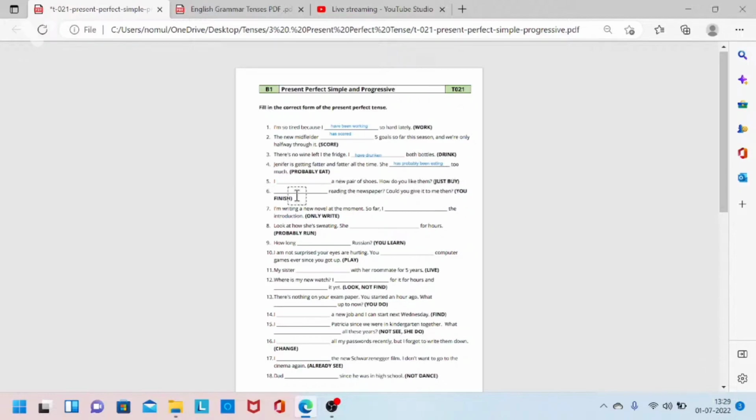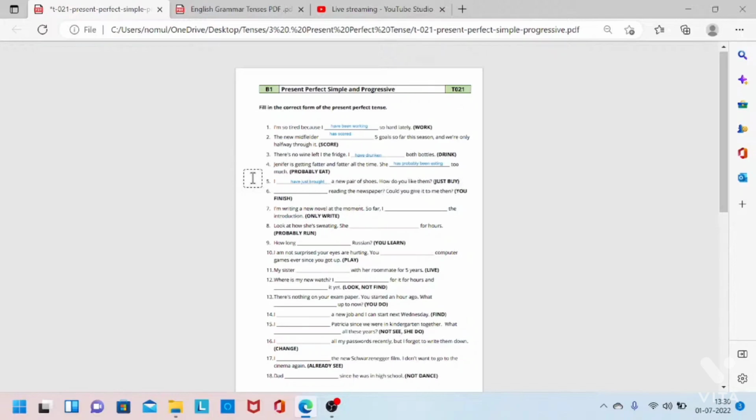And let us look at the fifth one now. I dash a new pair of shoes. How do you like them? Okay, so I have just buy becomes bought. I have just bought a new pair of shoes. This is perfect, right?